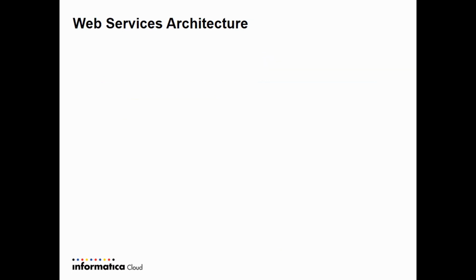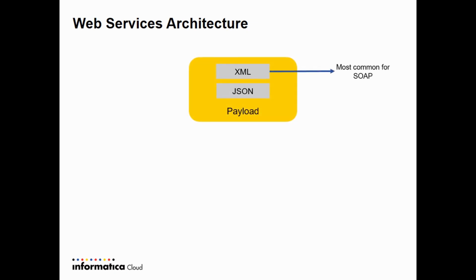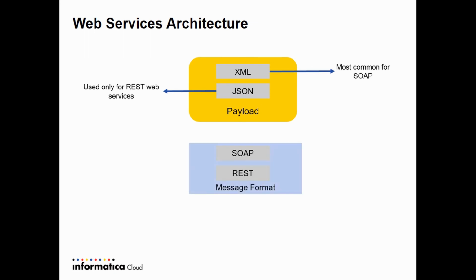Let us now discuss what services or protocol fit inside a web service. XML or JSON in the payload. XML is the most common for SOAP. JSON is used only for the REST web services. The reason that XML and JSON are used as a payload is because the data is self-describing. You can thus send the whole payload to the target system and it would understand the request you're looking for. SOAP and REST, these are the message formats or different representations of a web service.